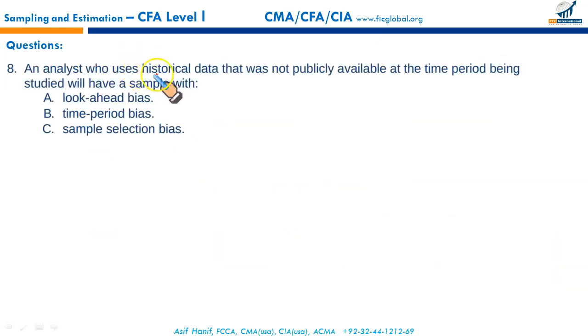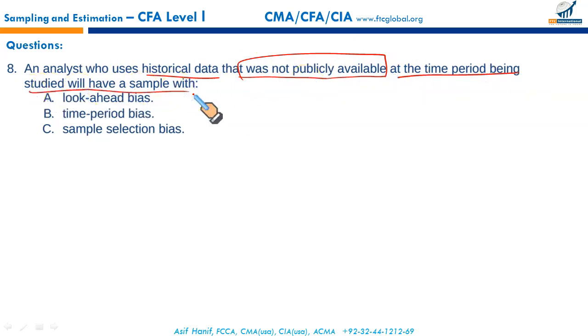An analyst who uses historical data that was not publicly available at the time period being studied will have a sample with what? Now this is specifically what we discussed a little while ago. You are using historical data that was not publicly available at the time period being studied. Most probably it is the price earning ratio. Price is easily available at the end of the day, whichever day of the year it is, if the markets are running, divided by earning per share. And this is dependent upon the closure of financial statements. We won't know it beforehand.